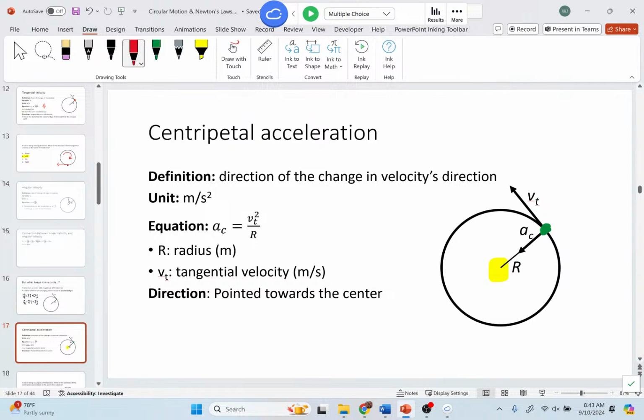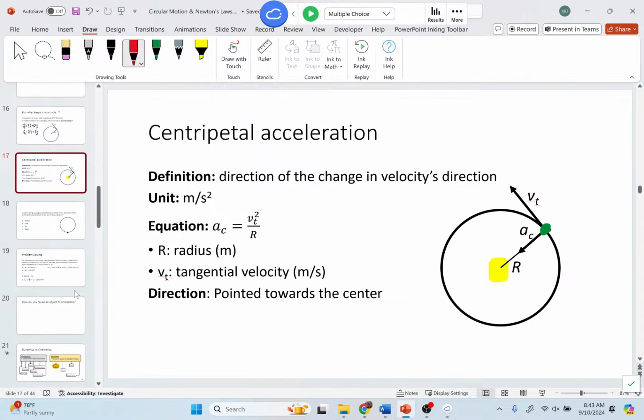Anywho, its acceleration units are meters per second squared. Very, very important. And after we do this, we're done with circular motion. That's literally the last thing. And then we're going to get into forces. So we'll practice it, as always.